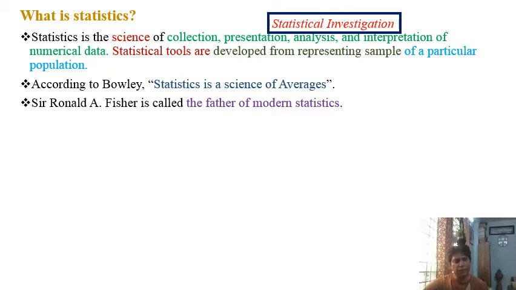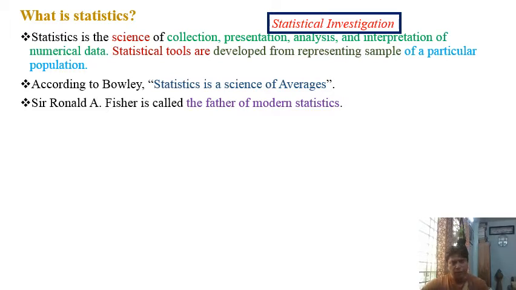What is science? Science is a specific way of investigation, a specific way of finding new things or new outcomes. Statistics is also a science, and this science is especially data science. The investigation is called statistical investigation. It includes collection, presentation, analysis, and interpretation of numerical data. Another thing is statistical tools are developed from representing a sample of a particular population. Here, two things: sample and population.